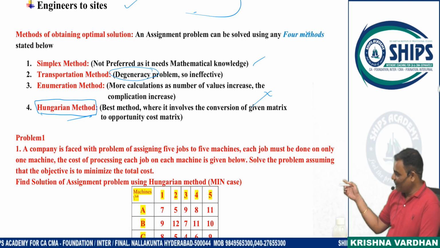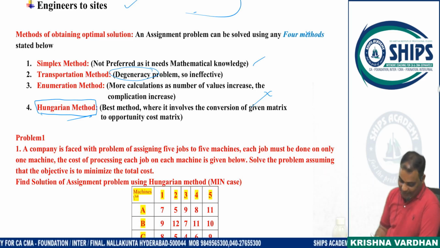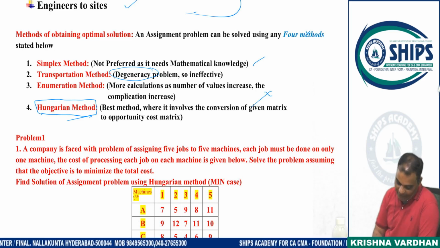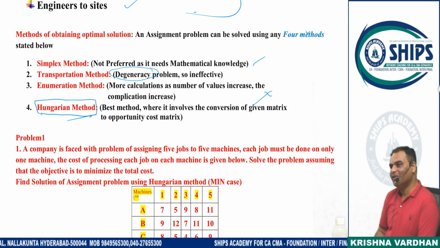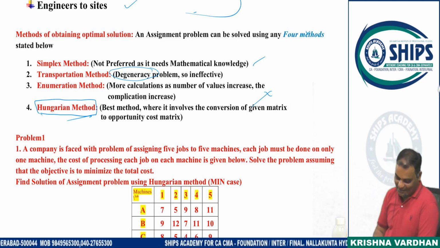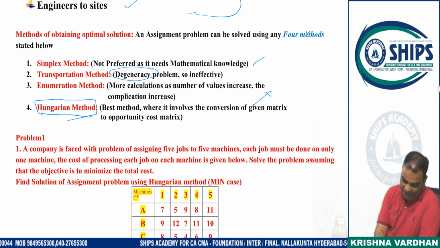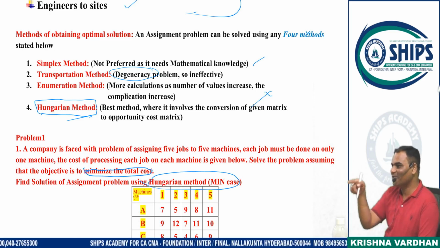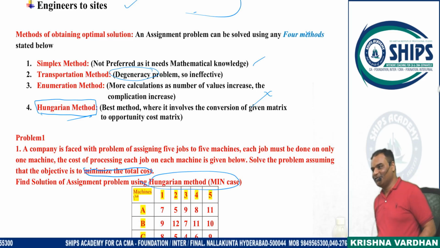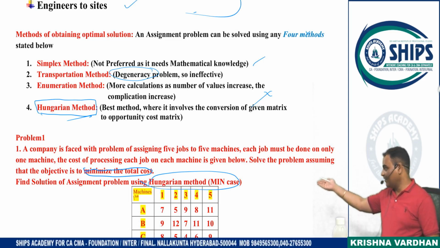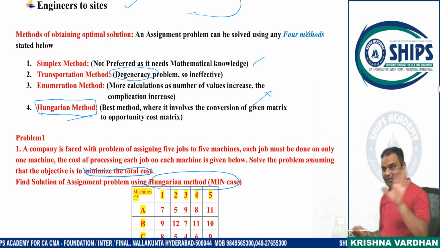So I already have written there, so I struck it off. Cost of processing each job on each machine is given below. Solve the problem assuming, what would be the objective function here? To maximize or minimize the cost? Minimize the cost. So even if he doesn't give these words, you should be able to identify. Understood? Not all problems will be so easy. Like here I have given everything, but in the exam he may not give.